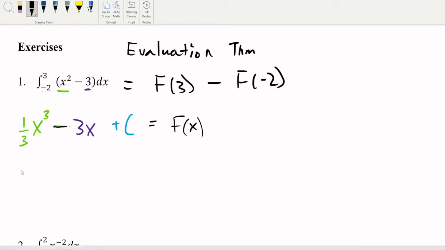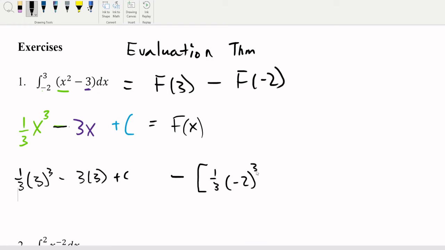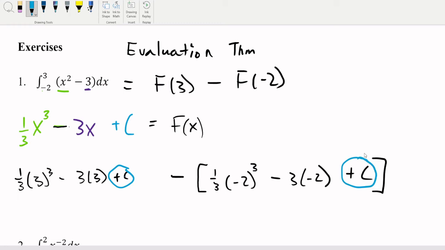So F of 3, that's going to be 1/3 3 cubed minus 3 times 3 plus c minus, so that was just F of 3 right here. And then I'm going to plug in -2. And I'm going to put a bracket here because we're subtracting all of the stuff we're about to put. 1/3 -2 cubed minus 3 times -2 plus c. Okay, so just focus on the c for a second. I've got a plus c here. This minus is going to travel and hit this and make it a minus c. And this will happen every single time. Plus c minus c will be 0.